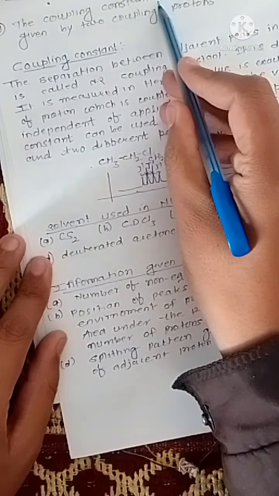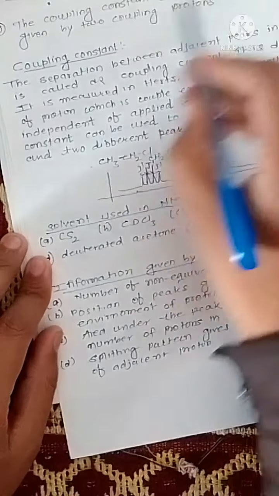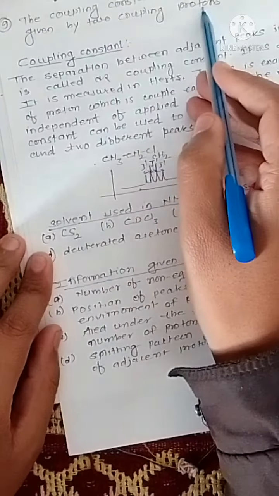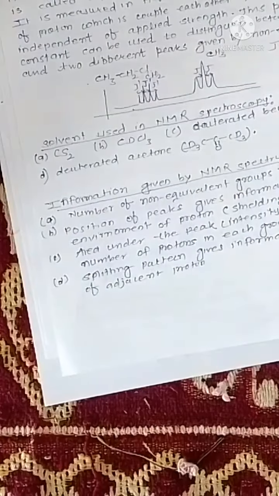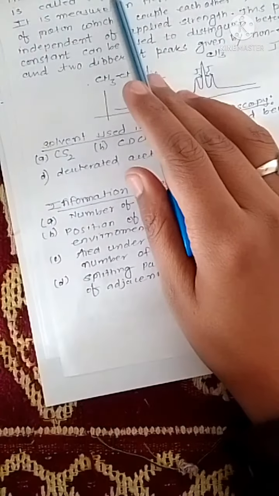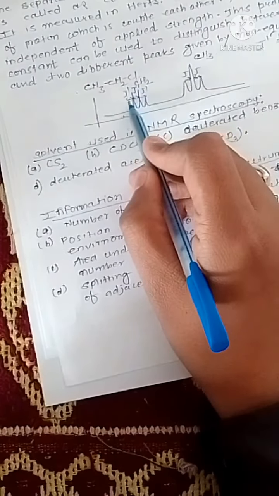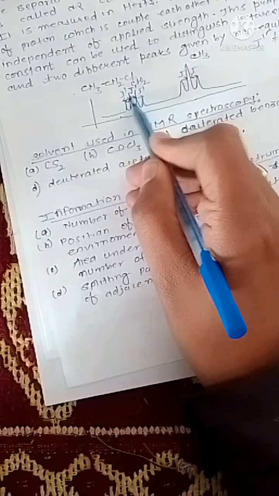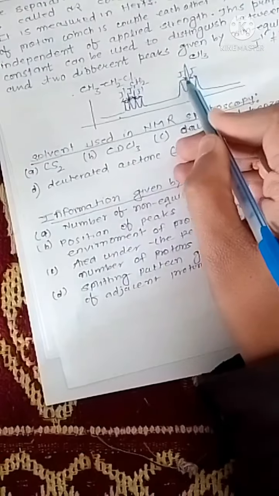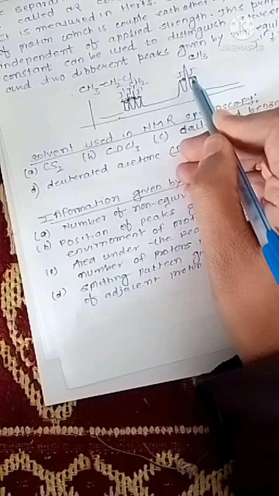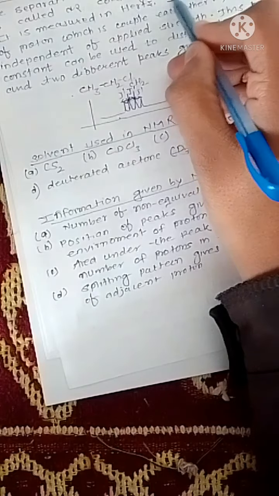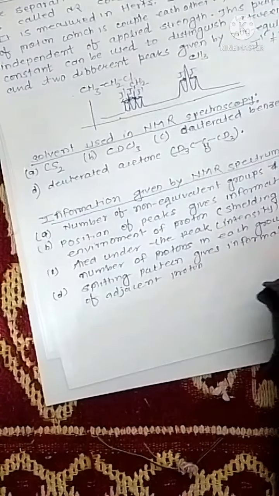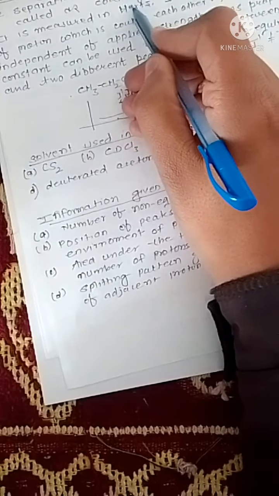The coupling constant J is the same for multiplets given by 2 coupled protons. What is meant by coupling constant? Now it is important. The distance between adjacent peaks in the multiplet, that is this distance present in your multiplet, is simply known as the coupling constant. It is denoted by capital J. Its unit is hertz.